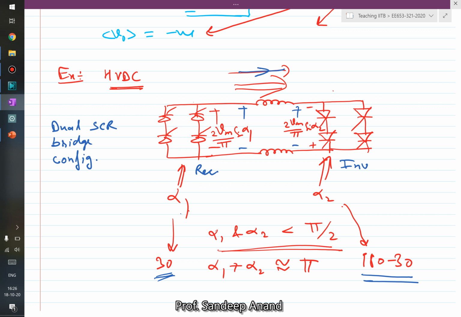So with this, we sort of conclude the ideal operation of the single phase thyristor rectifier circuits, right?